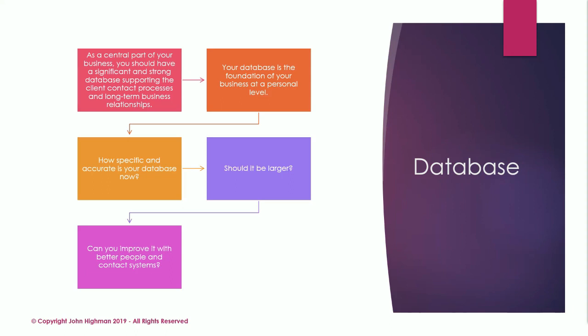So going from the third point and talking about your database, should it be larger? Well, if the answer is yes, then you've got some work to do. Which leads me to the last point. How can you improve your database with better people and contact systems? So in these questions and these ideas, you have the foundation of a successful real estate business. But it does take a personal approach to what you're doing, thinking, saying, and conversing with people each day. How can you do more? More of those things. Let's think about it.